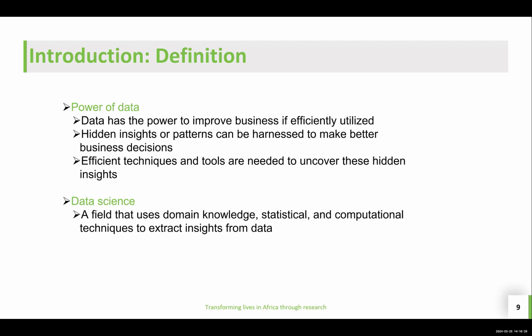So in brief, just to define what data science is: a field that uses domain knowledge, statistical and computational techniques to extract insights from data. Let me highlight the three key components: domain knowledge, statistical and computational techniques. You can't be a data scientist without understanding the domain you are working on. You can be good at writing code, but if you can't make sense of what data you are using or what you're working on, then you are not a good data scientist.